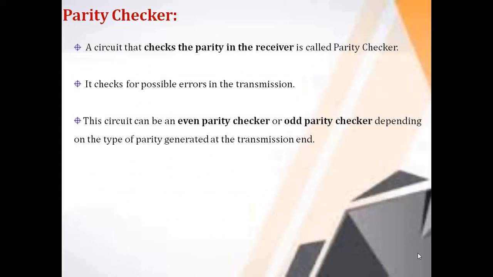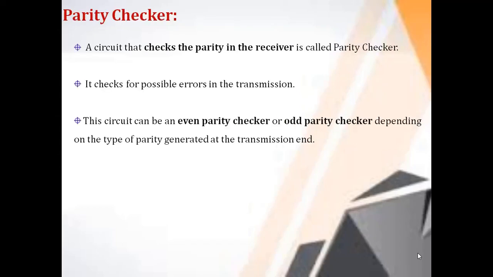So this is also a logic combinational circuit. A circuit that checks the parity in the receiver is called the parity checker. It checks for possible errors in the transmission. The circuit can be an even parity checker or an odd parity checker.